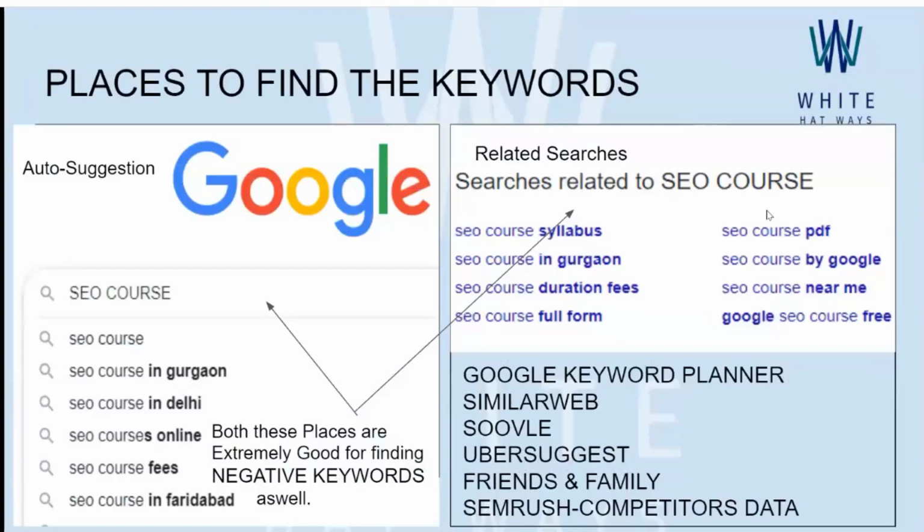So, places to find keywords. You can find keywords under the search bars. When you search for a particular keyword, you get a lot of options or related searches. Apart from that, Google Keyword Planner, SimilarWeb, Ubersuggest. Friends and family can also be a good idea. You can ask your friends and family how they search for a particular thing. And SEMrush and competitors' data.